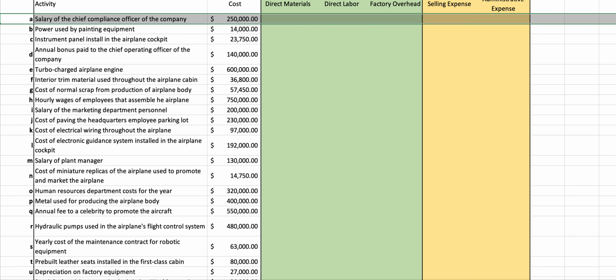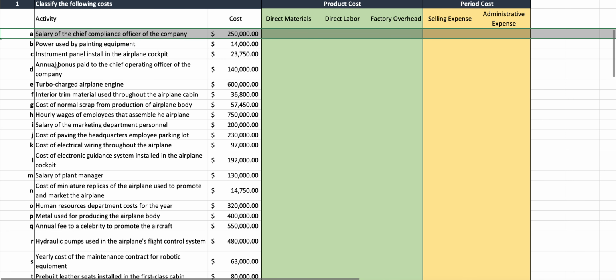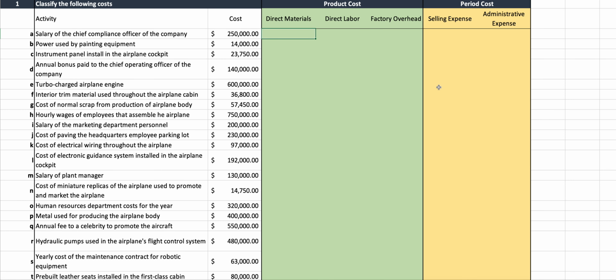So the salary of a chief compliance officer of a company. Well, we can definitely say it's not a direct material. We can say that it's not a selling expense because they're not selling anything, right? So these two are out of the mix. I'm just going to put an X here, and I'm going to put an X here. But now we're into, is it direct labor, factory overhead, or administrative expenses? Since this is the chief compliance officer for the entire company, and we're going to assume that this company produces more than just one product, then it's probably not direct labor.